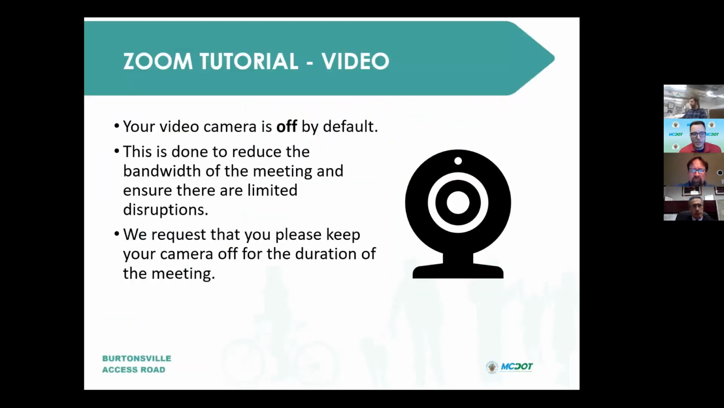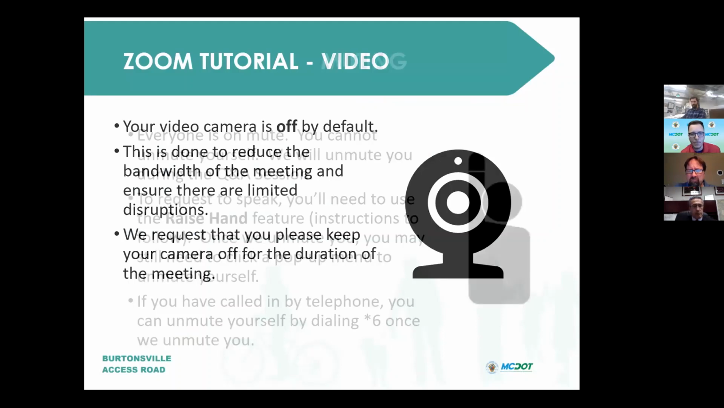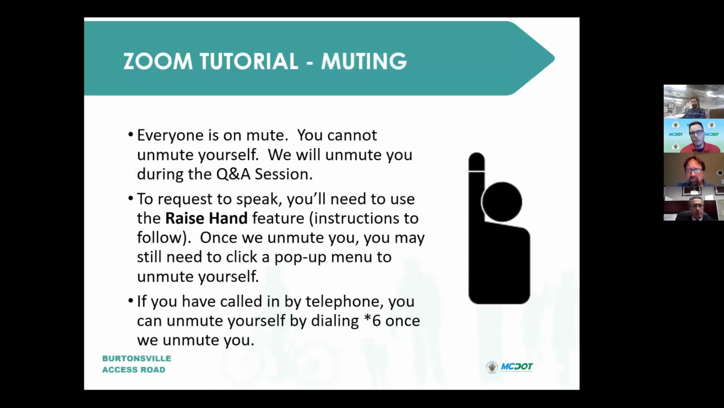So we have asked you to keep your cameras turned off to reduce the bandwidth of the meeting so that everyone can participate. So please don't turn it on. And next slide, please. You are all on mute, and you do not have the ability to unmute yourselves right now. However, we can unmute you during the question and answer period. So in order to speak, you'll need to use the raise hand feature, which we're going to talk about in just a second. If you have dialed in by telephone and you're using the telephone audio, you can unmute yourself by dialing *6 during that period. Next slide, please.